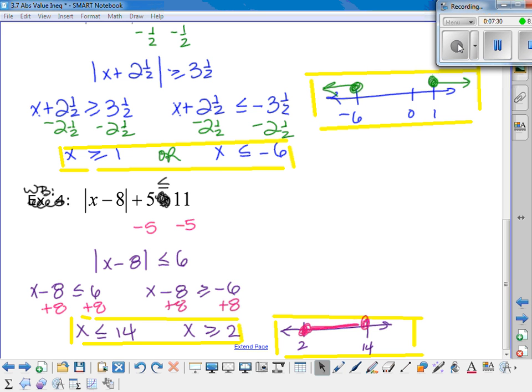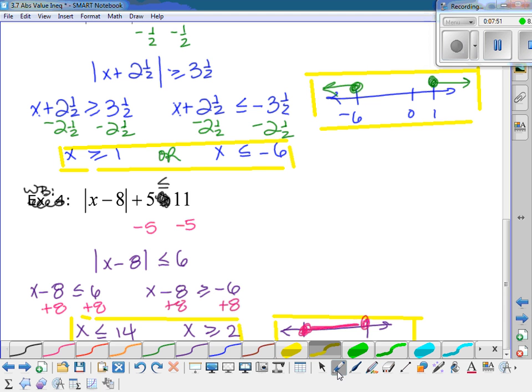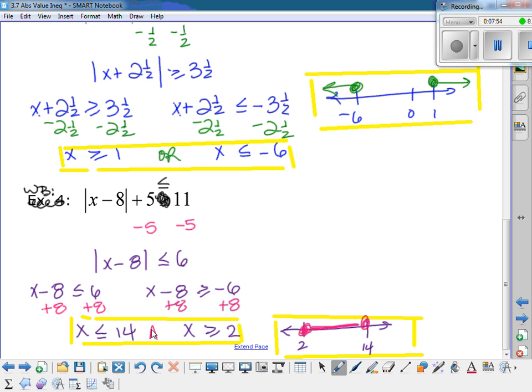Okay, so you would have subtracted 5 from both sides, and then you get x minus 8. The absolute value of it is less than or equal to 6. So you write your positive and negative cases, add 8. You got x is less than or equal to 14, and x is greater than or equal to 2. That's what your graph looks like. So is it an and or an or? What is it? An and. Yes, it doesn't look like the oars of a boat.